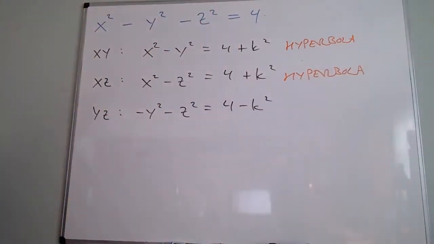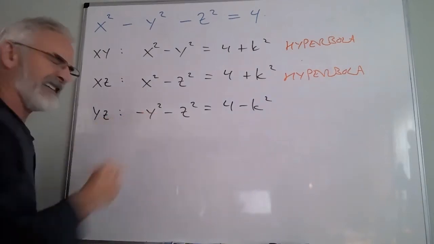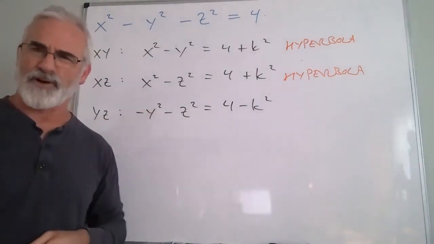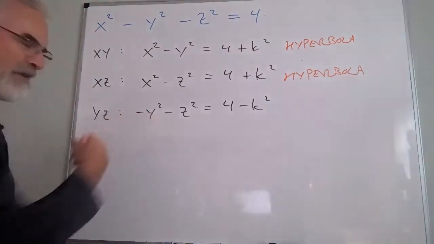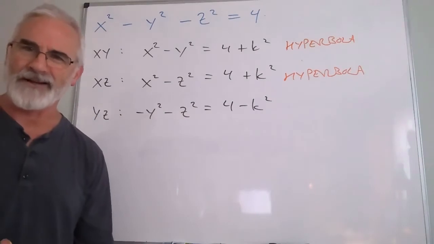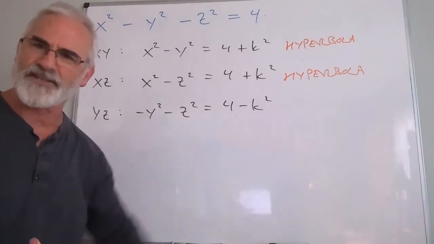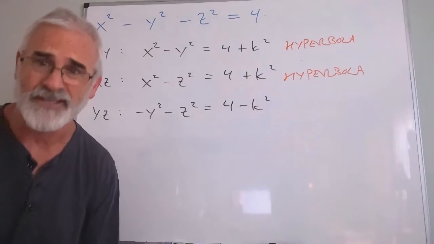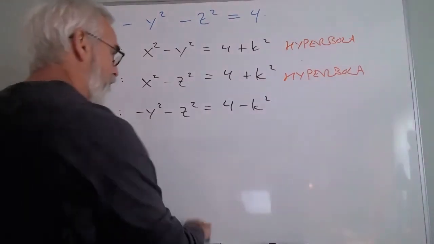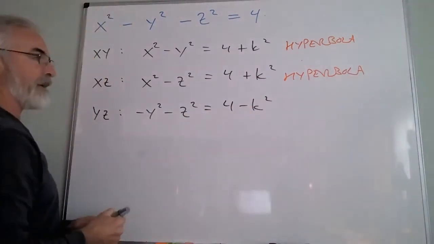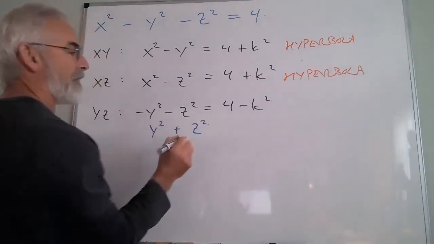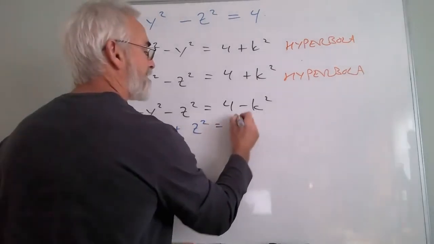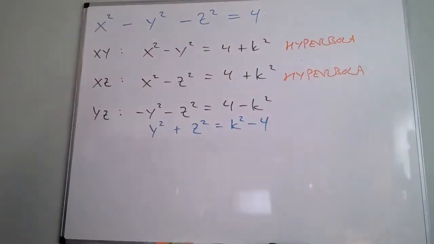Now, this one is a bit of an issue. I know what to do with sums of squares. I know what to do with difference of squares, but these are both negative. There isn't any shape where I have negative square minus square equals something, because if the right side's positive, again, I only have imaginary numbers. Yikes. So what we're going to do is rewrite this equation. Let's multiply both sides by -1. Then I would have y squared plus z squared equals k squared minus 4. Oh, that's so much better.